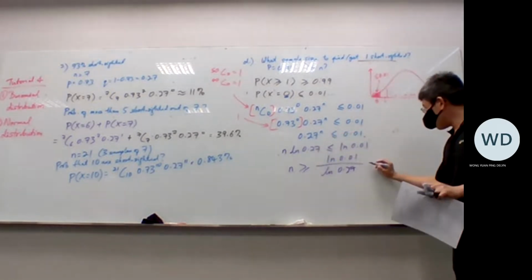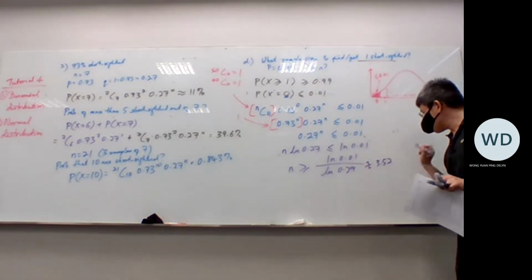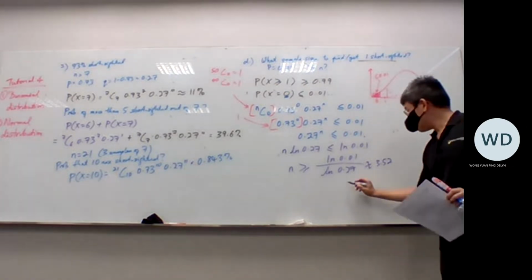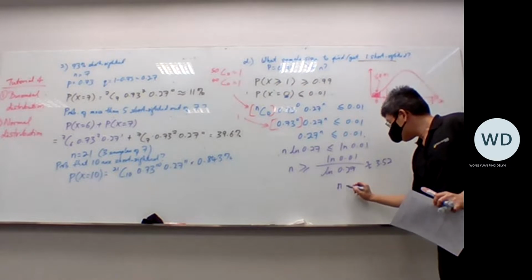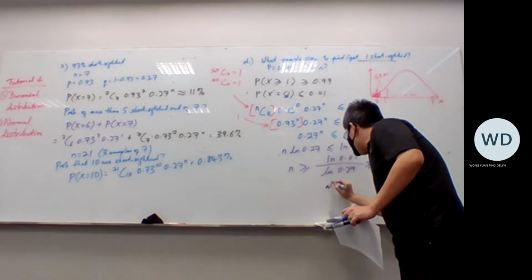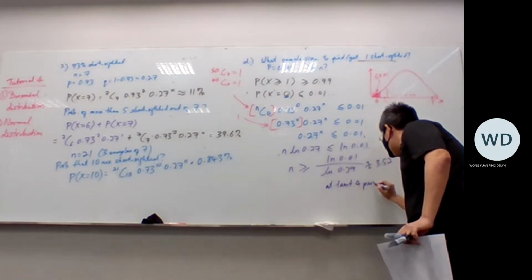So you end up with about 3.52. So you cannot have 3.5%. So the minimum number, you need at least 4 persons.